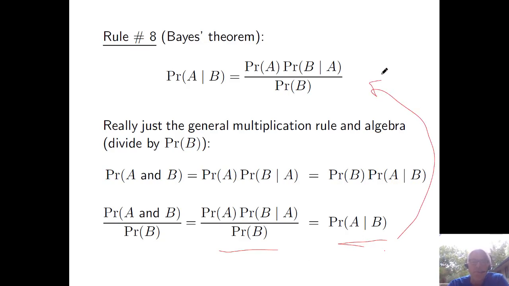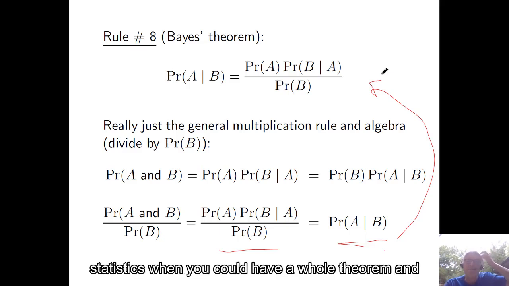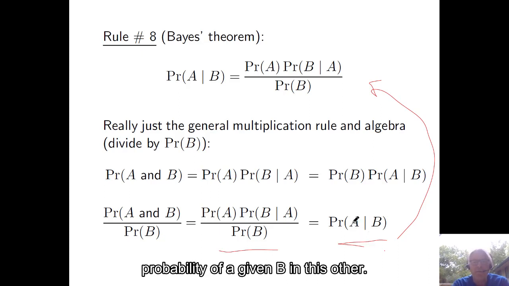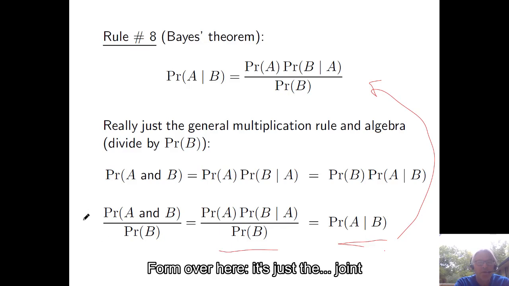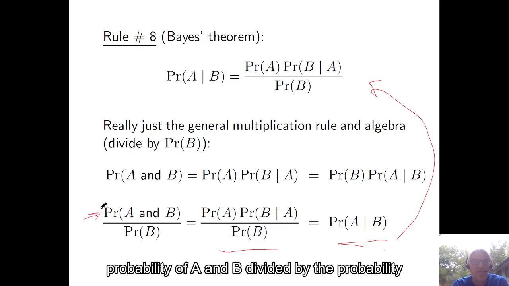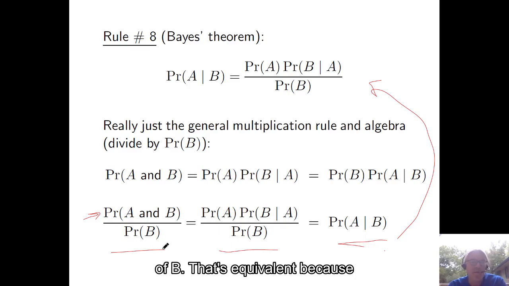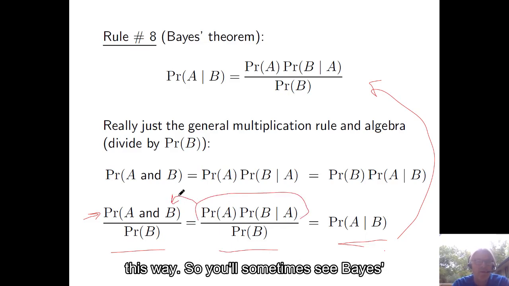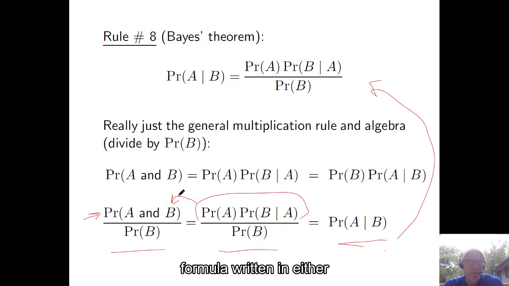It's back from the good old days of statistics when you could have a whole theorem and law named after you for just doing some basic algebra. It may also be helpful to think of the probability of A given B as the joint probability of A and B divided by the probability of B. That's equivalent because the numerator can be expressed in this way. So you'll sometimes see Bayes' formula written in either of those two forms.